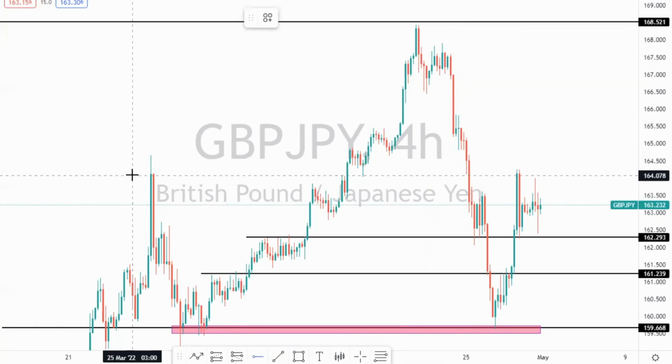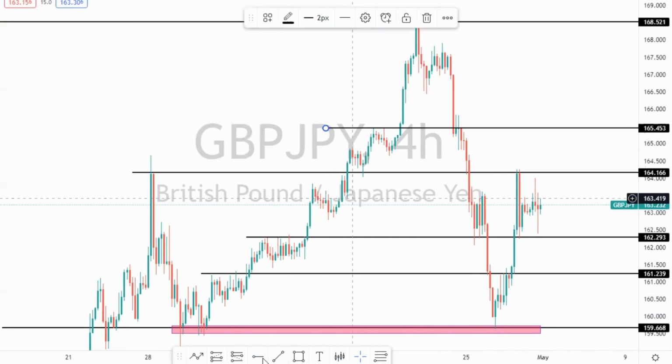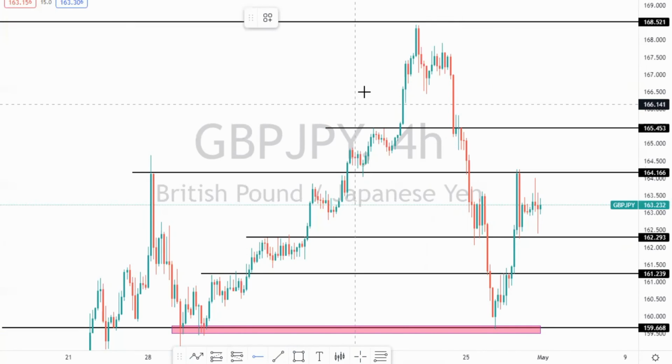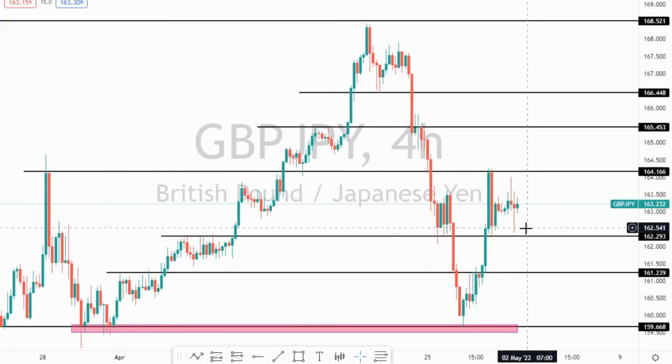We also have a level here, and we also have a level there. We could also identify the last one, right, which is this one. So after identifying our levels, these could be our rejection points, or they could be our take profit points. So let's switch the time frame now. Let's go down to the 1 hour.